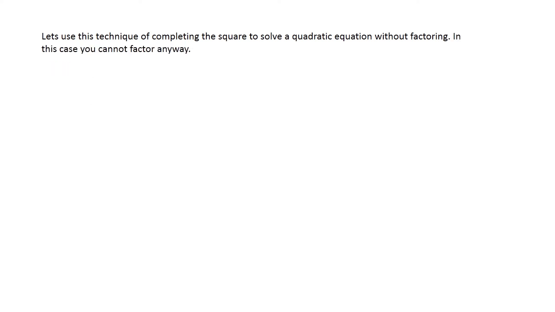Let's use that to solve a quadratic equation again, but this time we can't even factor. Even if we wanted to try to factor, it wouldn't work. x squared minus 10x minus 5 equals 0. We're going to put that 5 on the other side. We're going to add the half of minus 10, which is minus 5, and squared, which is 25, on that side, but also on this side.